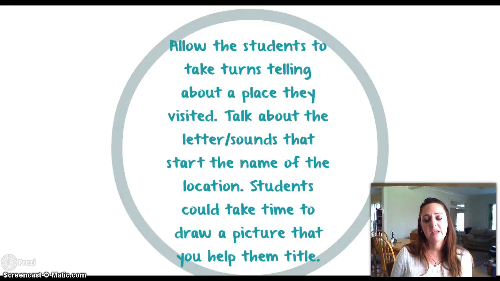Allow the students to then take turns talking about a place that they visited. Not all the places are going to start with the same letters that are in their name necessarily, but if they get a chance to tell you about a place they visited, then you can turn and say, if they visited Missouri, you can talk about the M sound and so forth. Students would then have time to draw a picture of something that's related to where they had been, and then we could help them title their page.